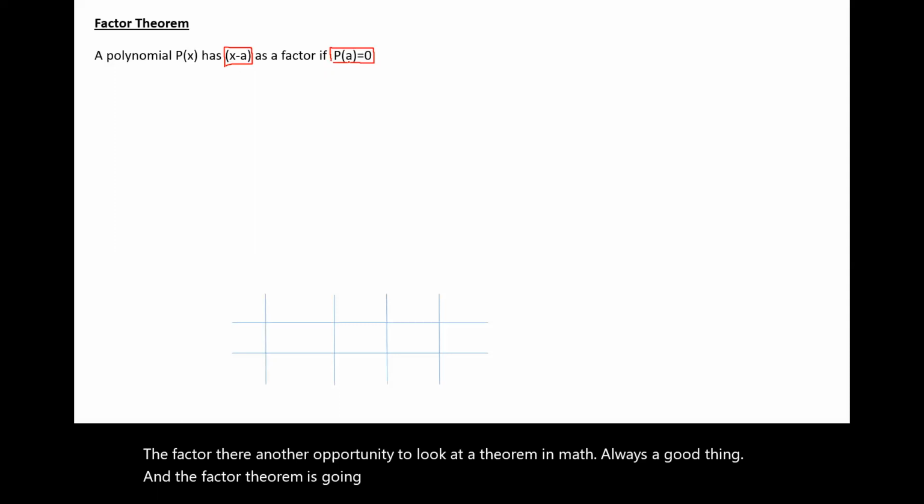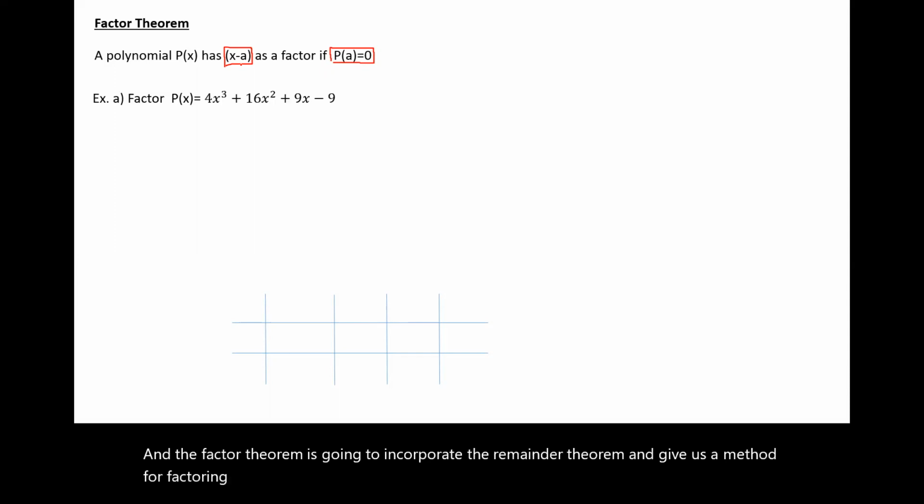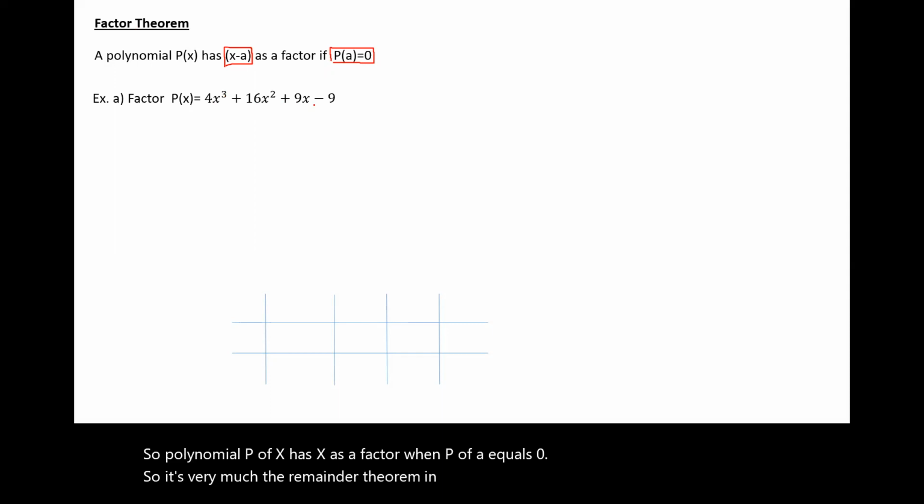We calculate p of a, and then if the answer is 0, we know that x minus a is a factor. Here's how it works. We're going to factor this polynomial. I strongly recommend that before you work on the factor theorem, check that you could use one of the other methods. So we'll look for a common factor.